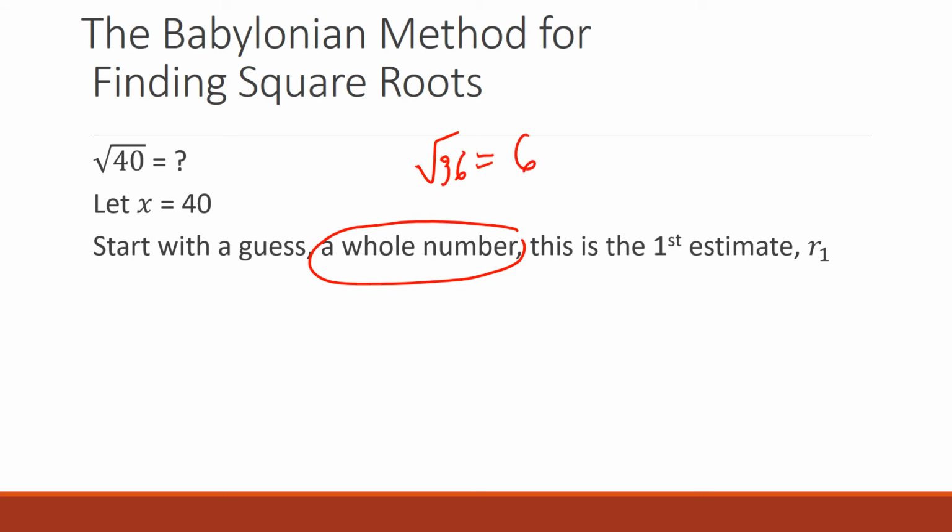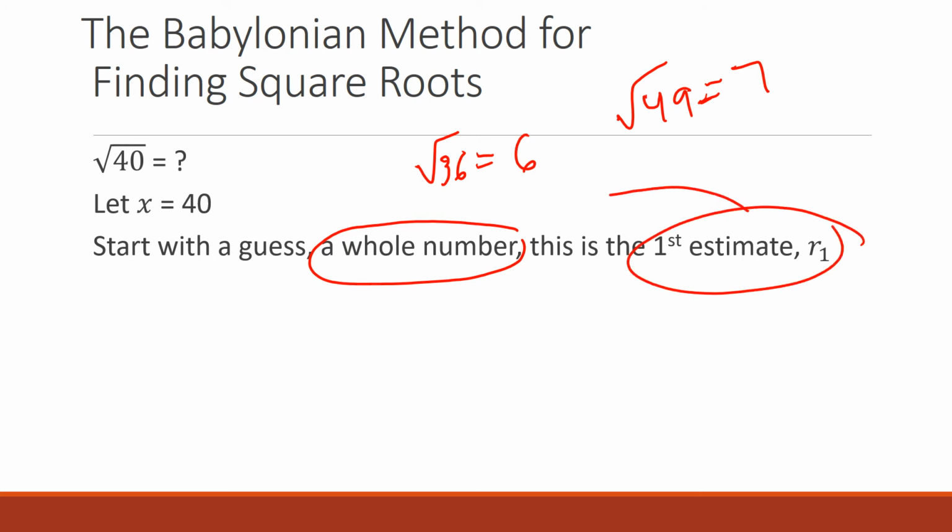Square root of 36 is 6. Square root of 49 is 7. So our first guess is going to be 6. Yeah, we're a little bit closer to 36 than we are to 49. So whichever one is closer, that's what you want to start with. All right, so had we been 48, then I might have started with 7. So that's called our first estimate, R1.